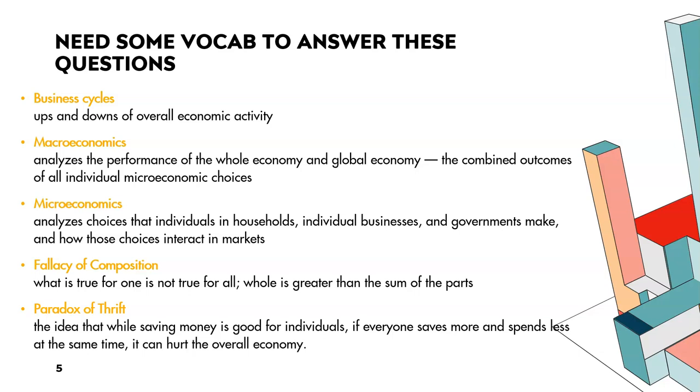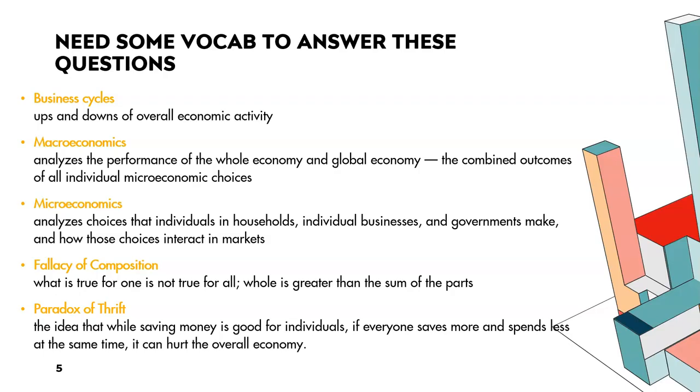The fallacy of composition: what is true for one is not true for all. The whole is greater than the sum of the parts. So again, if you say, well, it works for them, that doesn't mean it works for everybody. And then the paradox of thrift: the idea that while saving money is good for individuals, if everybody saved and spent less at the same time in the economy, it can hurt businesses because everybody's saving and they're not spending.